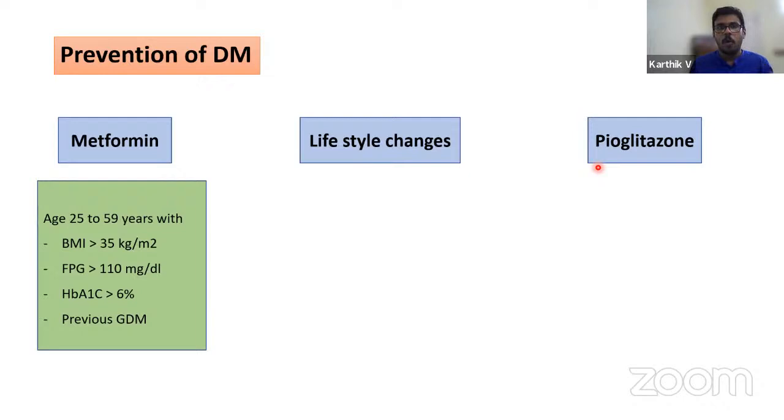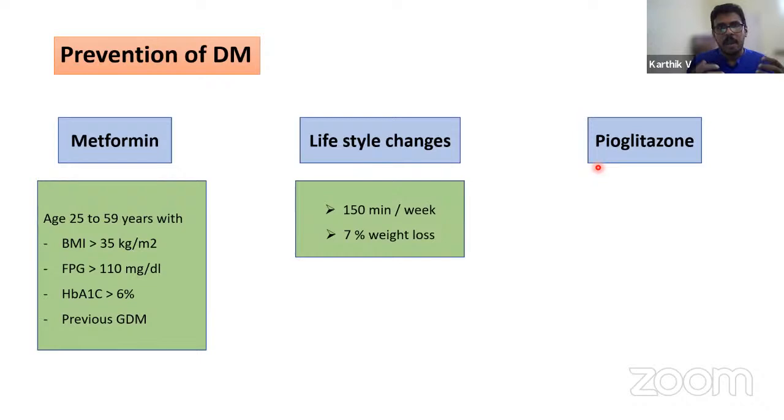Now, what is the role of lifestyle changes in preventing diabetes? So we had evidence from an extensive and very elaborate trial, the Diabetes Prevention Program, where we compared lifestyle changes versus metformin in preventing the conversion from the pre-diabetes to diabetes state. It has been shown that lifestyle change is more efficacious than metformin in preventing the pre-diabetes to diabetes conversion. The prescribed physical activity is at least 150 minutes per week, aiming for at least 7% weight loss. So this can bring about a reduction in the rate of conversion from pre-diabetes to diabetes.